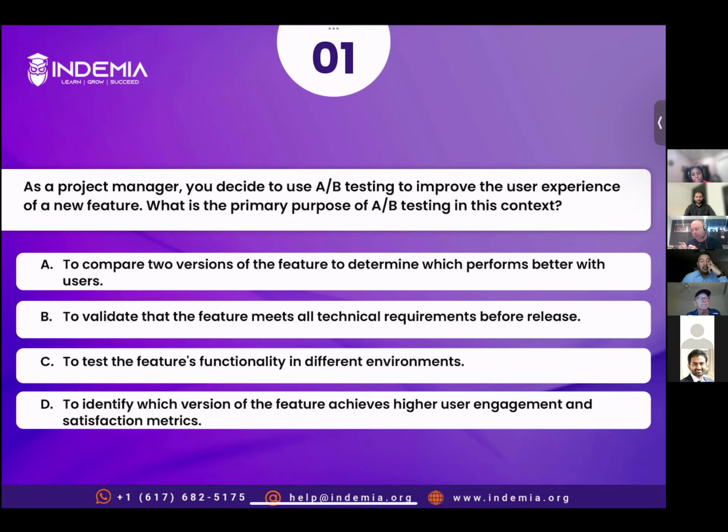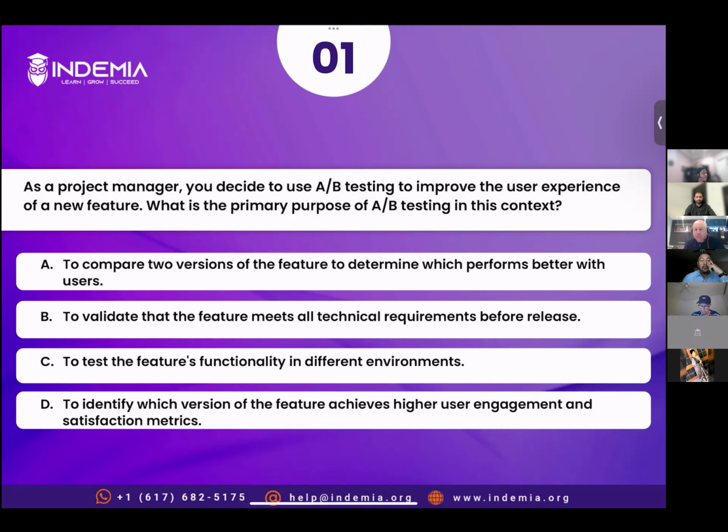All right. Thank you. Carlos, you have chosen option C. Yeah, I haven't seen this concept before, but I think testing different functionality features in different environments makes sense. All right. Thank you. Manmeet, you have chosen option A.